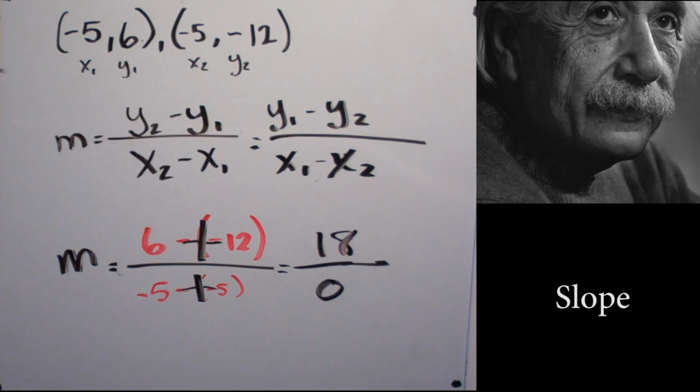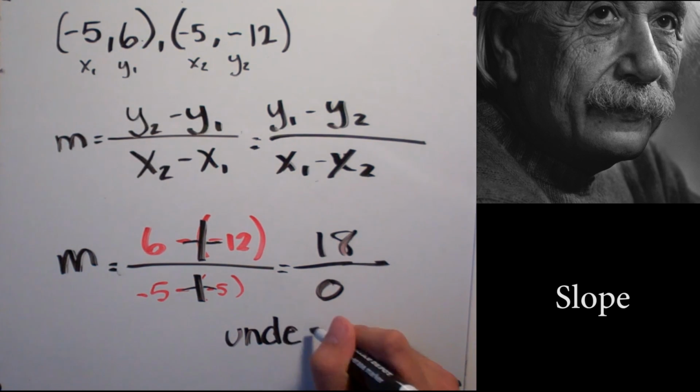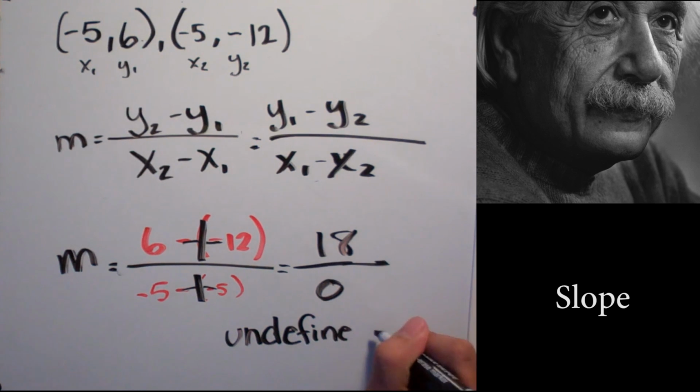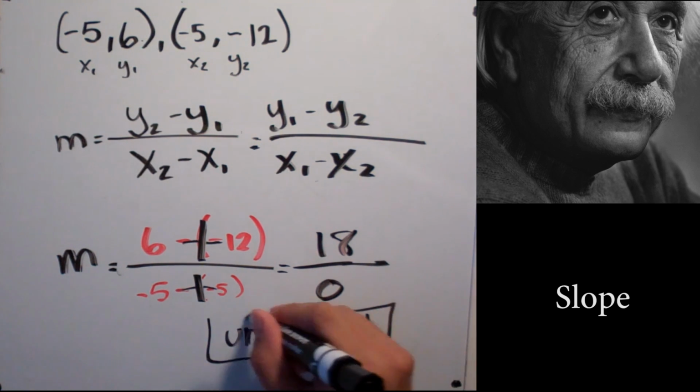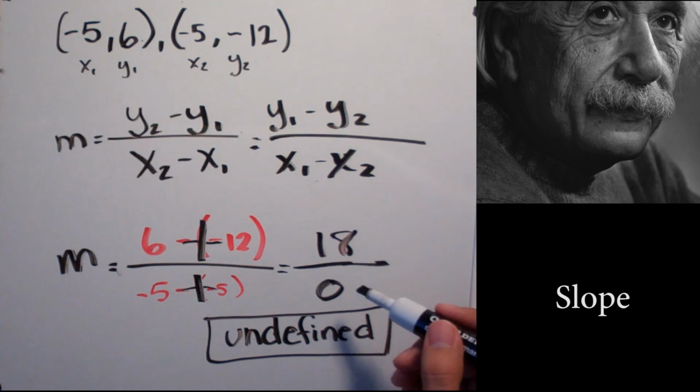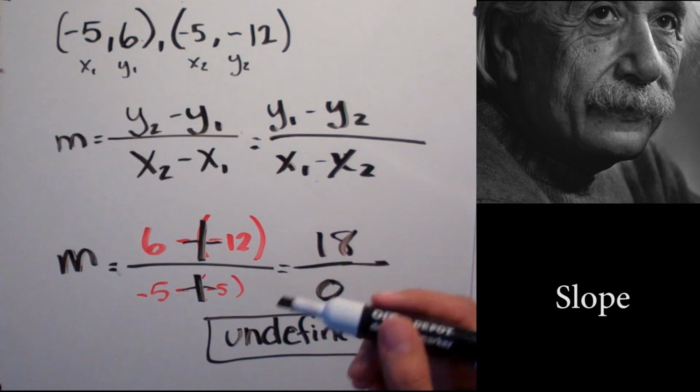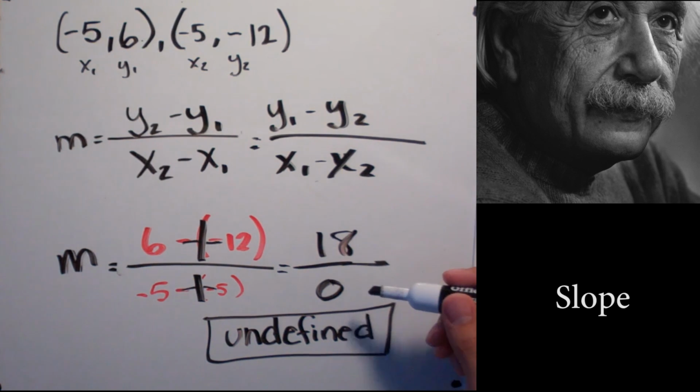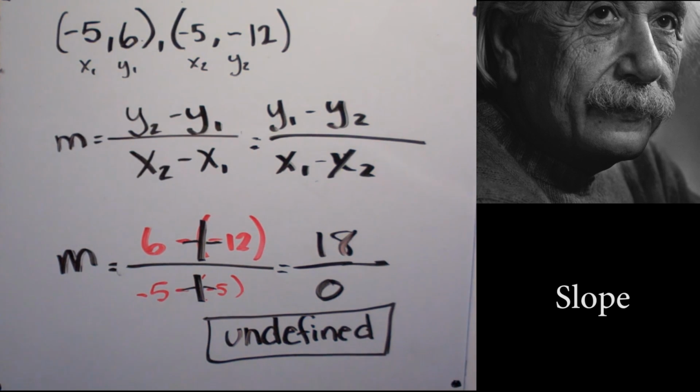Now, I have a number divided by 0. The thing you should know is that whenever you have a number divided by 0, it's always going to be undefined. Meaning that I cannot divide 18 by nothing. I'm not even going to get a number. So this is undefined. Hypothetically, if 0 were on the top, 0 divided by anything would be 0, but where 0 is on the bottom, you're going to get undefined. Well, I hope this helped you on finding slope. That's it.